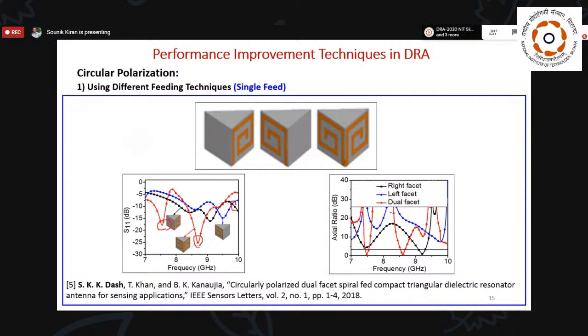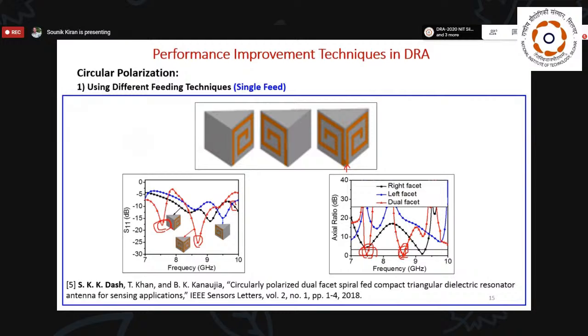And if we just look at the axial ratio performance in case of the dual field, that is the red line we can see here, it is clearly showing that the axial ratio is below 3 dB. And using a single field, achieving the dual resonance as well as dual axial ratio, that's really very good.